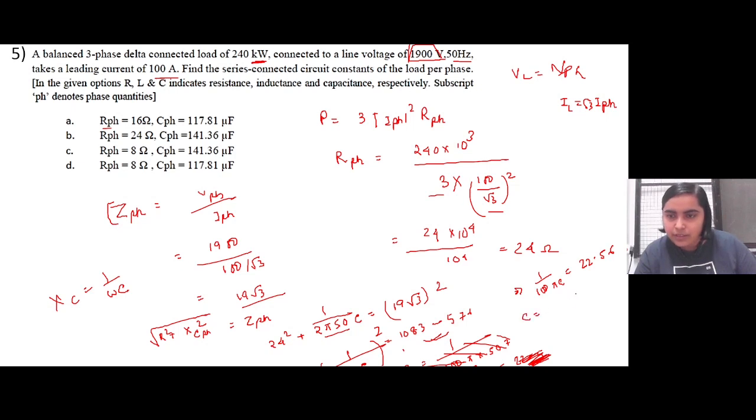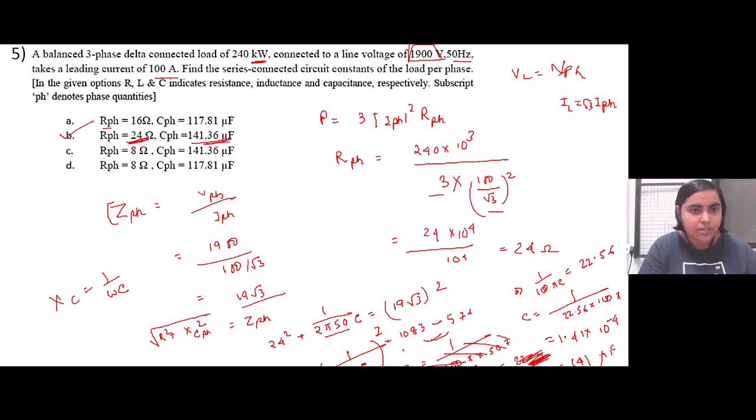So C will be equal to 1 by 22.56 times 100 pi. This comes out to be 1.41 into 10 to the power minus 4. In terms of microfarad, it is 141 microfarad, which is roundabout here. The correct option is option B.